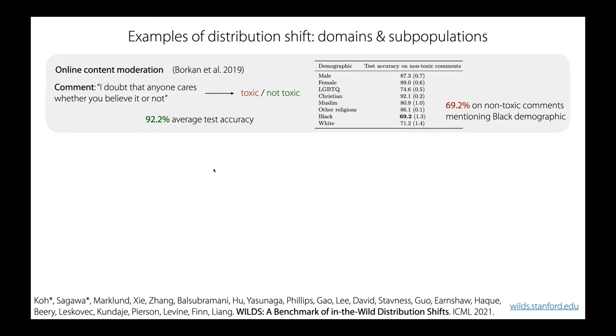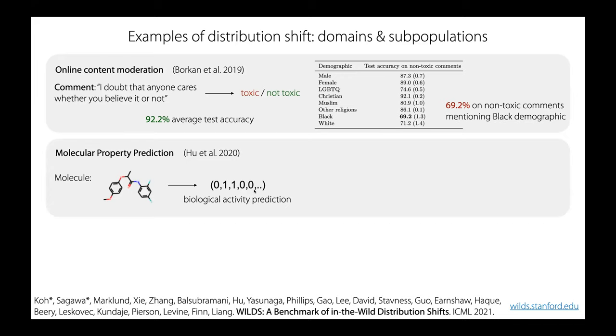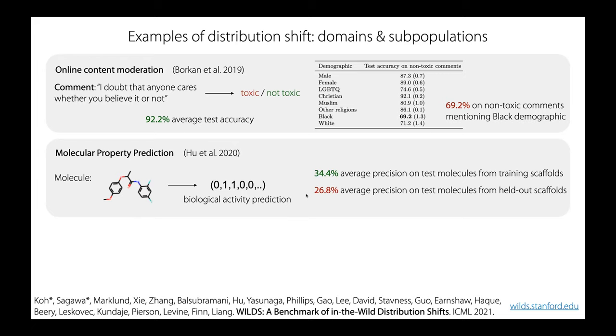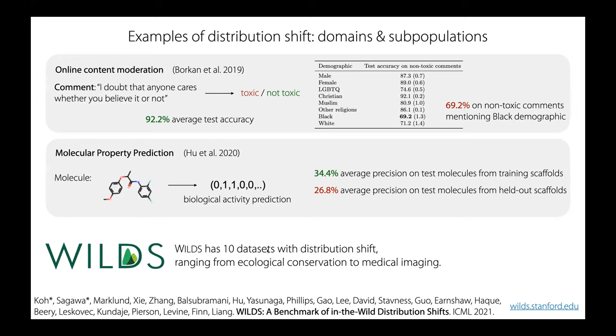As another example, maybe you want to predict the activities of different molecules, and you get a 34.4% average precision on test molecules from the training scaffolds. If you evaluate the same model on molecules from held out scaffolds, your precision drops substantially to around 26.8%. These are two examples of the datasets in the WILDS dataset, which really tries to emphasize distribution shifts that appear in real world applications, ranging from these examples to ecological conservation to medical imaging.